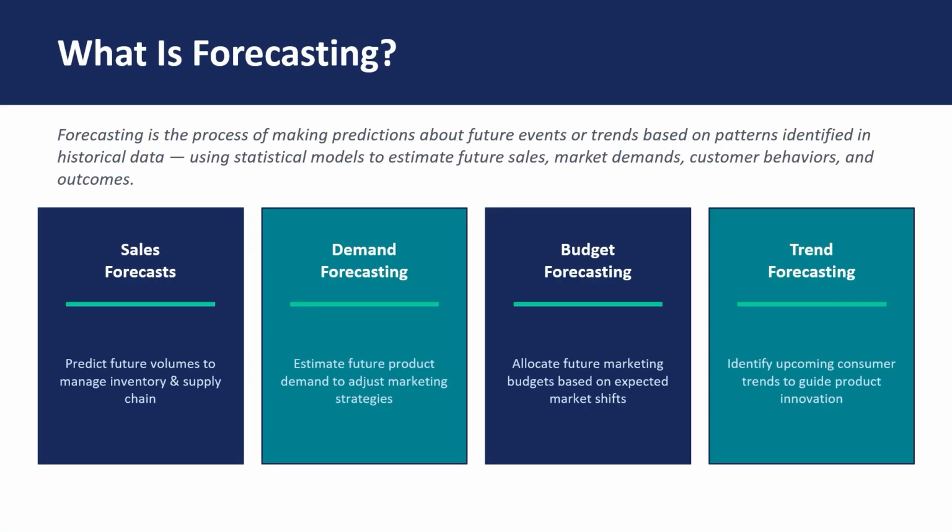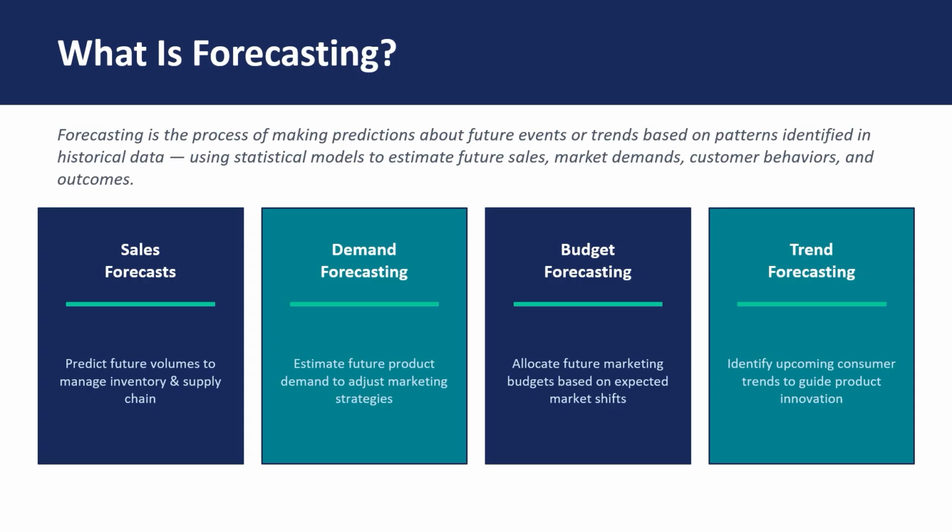So, what is forecasting exactly? At its core, forecasting is the process of using patterns in historical data to make predictions about the future. We are essentially building a model of reality, then using that model to look ahead. In marketing specifically, this shows up in four major ways. Sales forecasting helps us to manage inventory and supply chains. You don't want to run out of product in December or be stuck with too much in February.